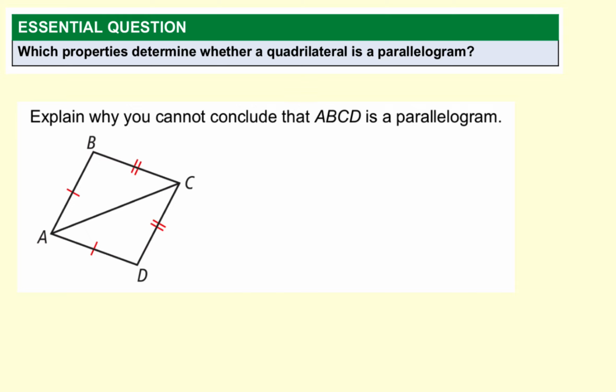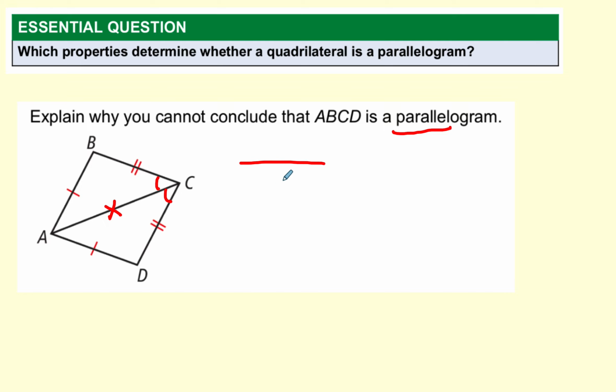Now remember, the idea of a parallelogram is we must have parallel lines. In this figure, we can get the two triangles congruent. And once the triangles are congruent, we can get these corresponding parts congruent. But these two angles congruent doesn't make lines parallel.